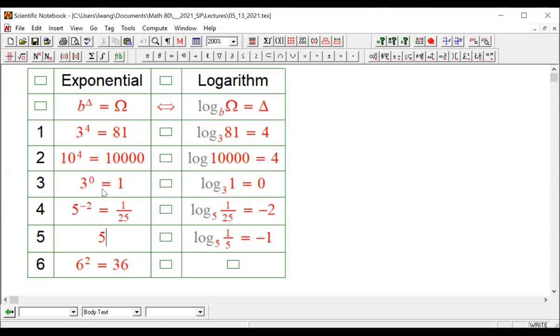So that will be 5 raised to the power of -1, which is 1/5, right? 1/5. Now, number 6: if 6 squared is 36, then log base 6 of 36 is equal to 2. Do you think you got the hang of it? Did you get the hang of it?